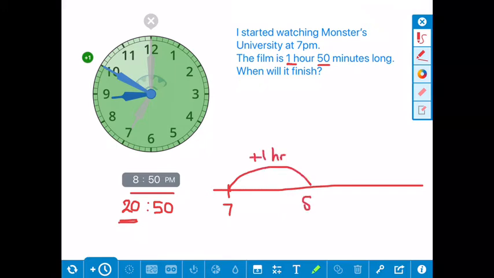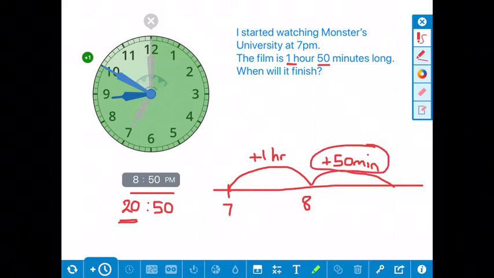and that would take us to 8 o'clock. And then I'm going to add my 50 minutes. Now, this is less than 1 hour, so it's still going to be 8 something, and in this case, it's going to be 8:50. So we can see the different ways to solve that problem.